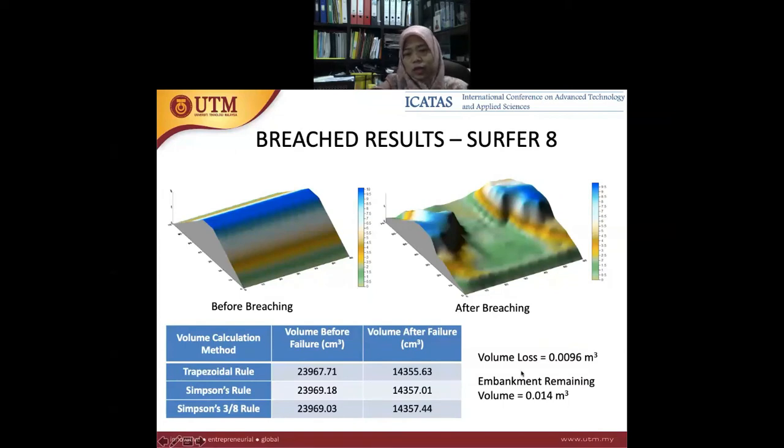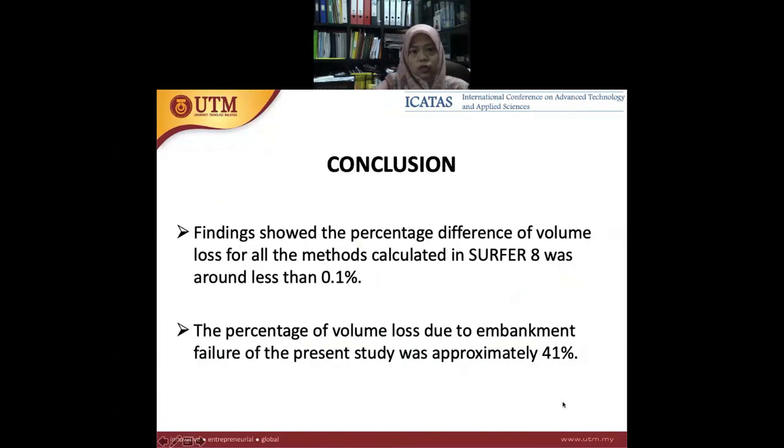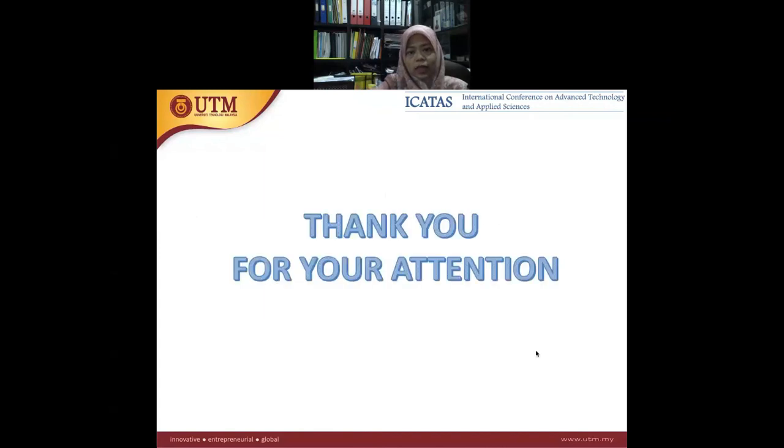The volume loss that we calculated for the breaching from the experiment is 0.0098 cubic meters, and the volume of the remaining embankment is 0.014 cubic meters. In conclusion, the findings show that the percentage difference of volume loss for all the methods calculated in Surfer 8 was less than 0.1%, and the percentage of volume loss due to the embankment failure in this study is approximately 41%. I think with that I end my presentation. Thank you very much.